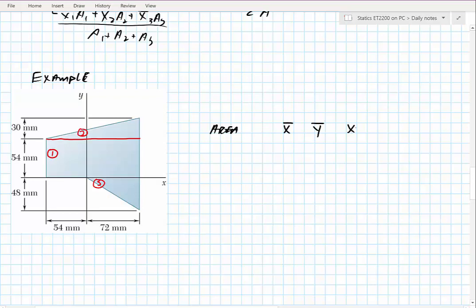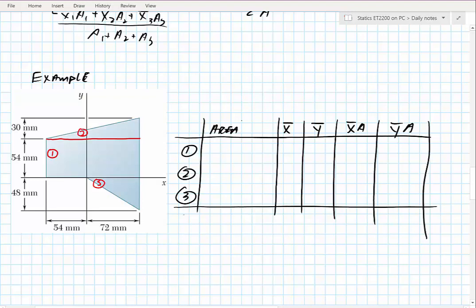Then I'm going to multiply my X bar times my area and my Y bar times my area. Once all is said and done, I'm going to add up the total. Looking at area, shape 1 is just a rectangle. If I add up 54 and 72, I end up with 126. So 126 times 54 is equal to 6804. That's the area of the rectangle.